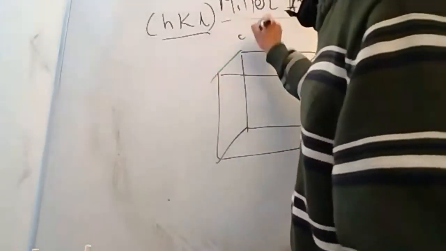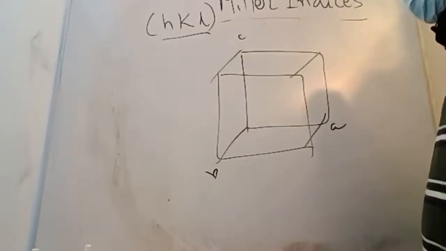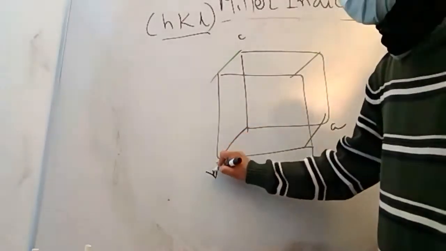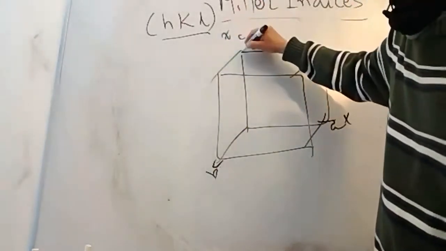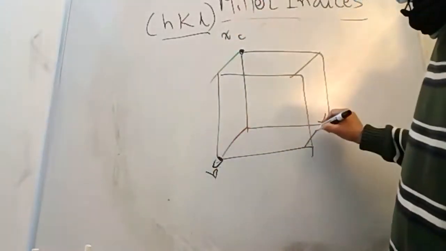The A, C, and B. That is along the y-axis. This is along the x-axis. That's along the z-axis. So that's the units of length here.